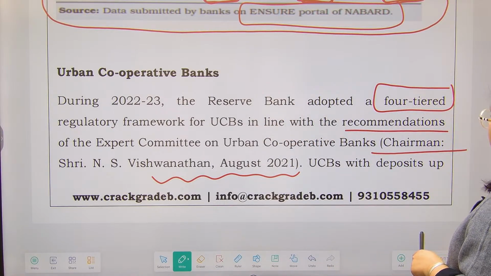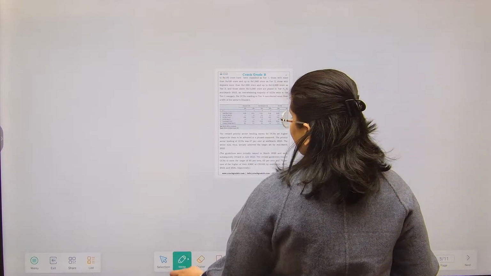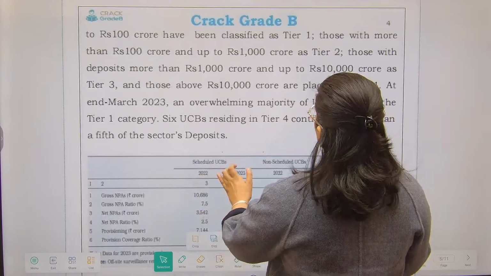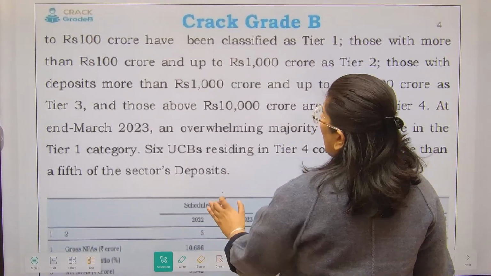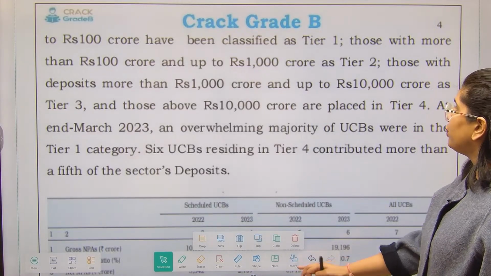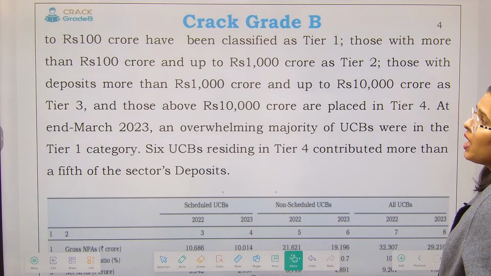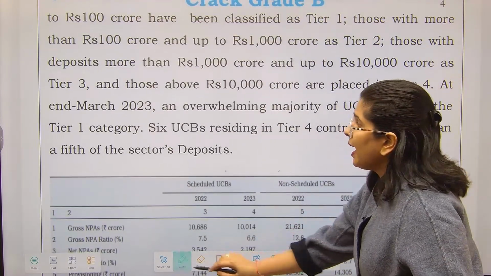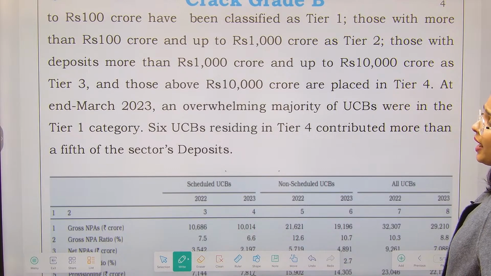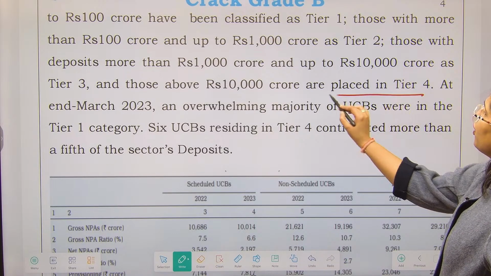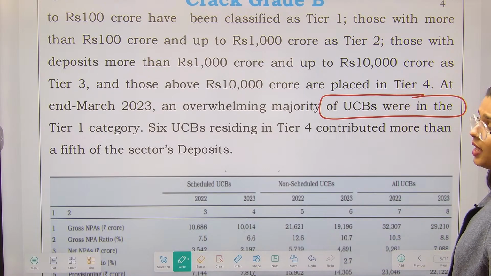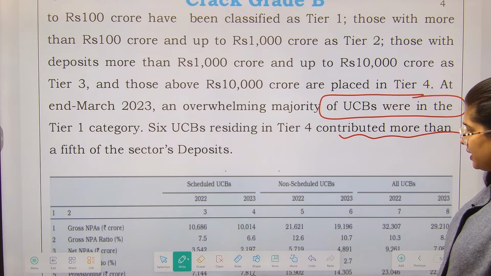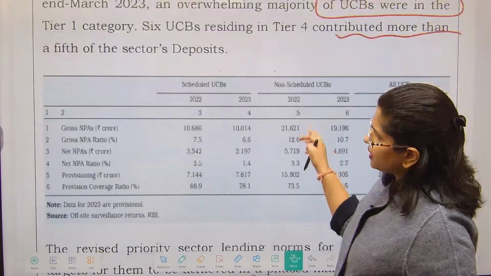So urban cooperative banks with deposits up to 100 crore have been classified as tier 1. Those with more than 100 crores and up to 1000 crore have been classified in tier 2, and with deposits more than 1000 but up to 10,000 crores under tier 3. Those above 10,000 crore are placed under tier 4. So at the end of March 2023, the majority of urban cooperatives were in the tier 1 category. 6 urban cooperatives, residing in tier 4, contributed more than a fifth of the sector's deposits, right? So they have a lot of deposits with them.